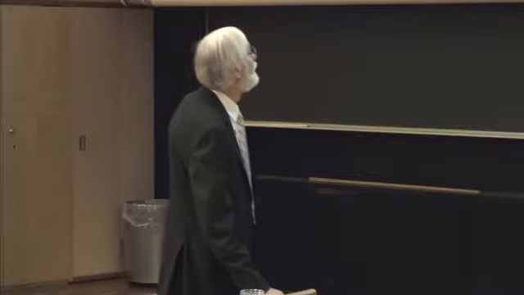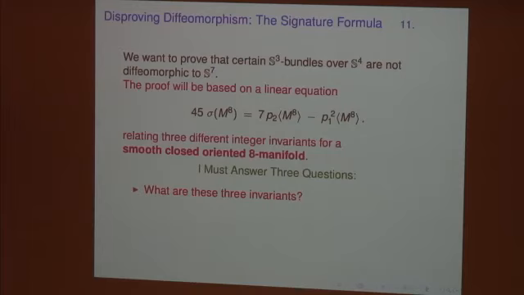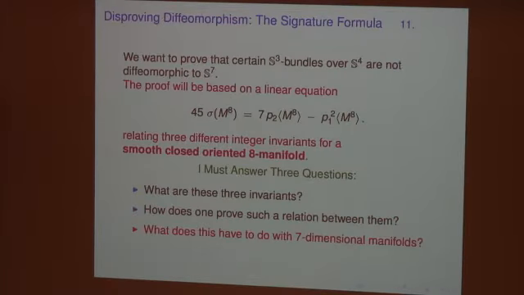So to show how the proof works, I have to answer three questions. First of all, I have to describe what these three integer invariants are. Second, how does one prove this integral relation between them? And finally, what does this have to do with seven-dimensional manifolds? This is a formula for eight-dimensional manifolds. So I want to take a few minutes to answer these three questions.